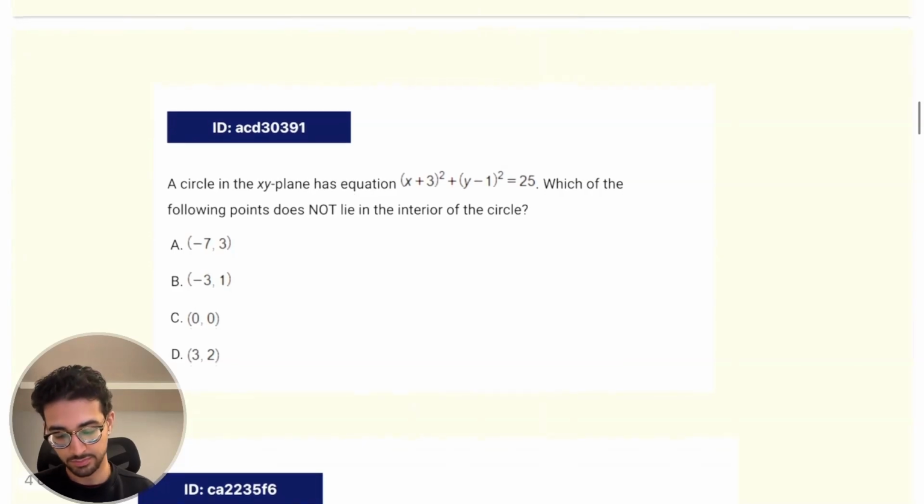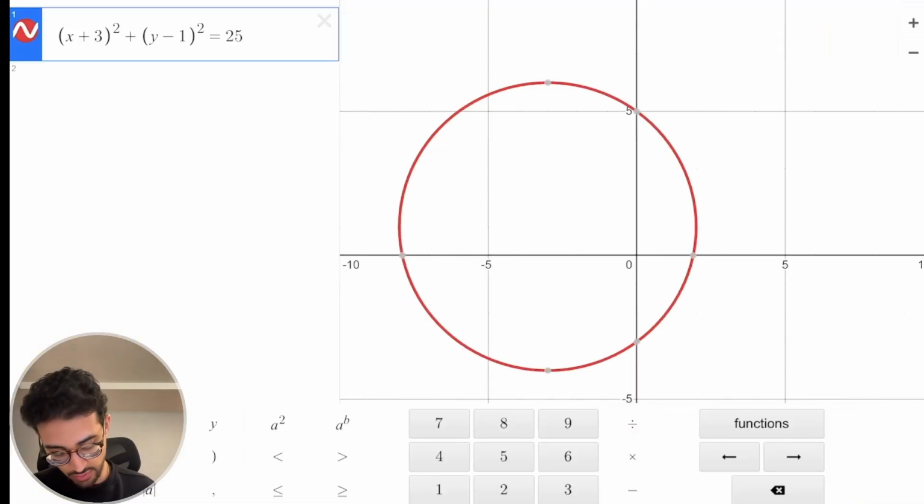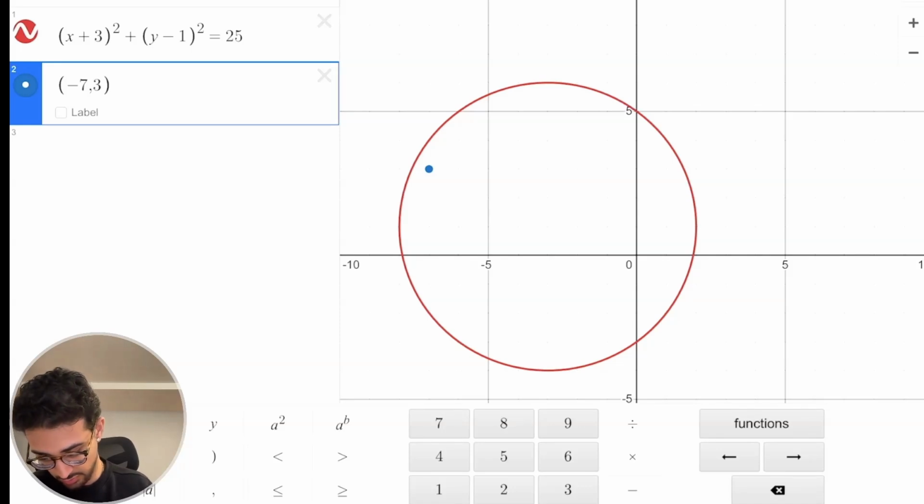A circle in the xy plane has equation (x + 3)² + (y - 1)² = 25. Which of the following points does not lie in the interior of the circle? We can do this very algebraically, or we can just plug this into Desmos. Okay, so there we go. Then we can continue to plug in the choices. Our first choice is (-7, 3), and that's in the interior of the circle, so we can move on.